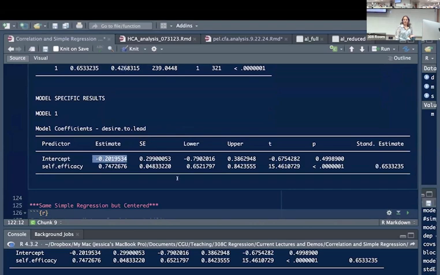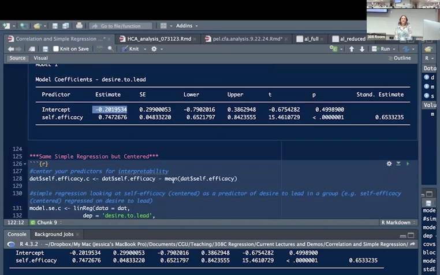So here we go. Here's that really weird intercept that makes no sense. Negative 0.20. That's the predicted desire to lead on a scale of 1 to 7 when self-efficacy is 0, which doesn't exist because the self-efficacy scale also starts at 1. So let's center our predictors. You don't need to derive the mean, you can just ask.